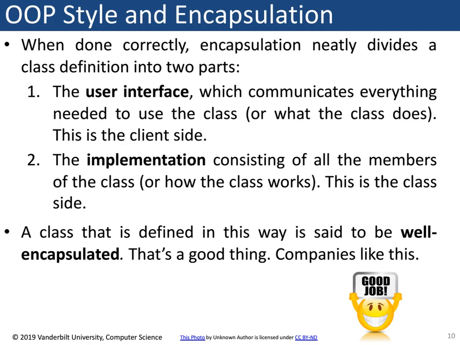So if you've encapsulated your programs correctly, then the user interface is going to communicate everything needed to be able to use the class in a client program, while the implementation is going to hide all the messiness and details of how it works and allow you to update this class in the future without having to change all the individual client programs that may make use of the class. Well-encapsulated code typically is better code, and that's what a company is going to want. That's what's going to be expected in a professional engineering environment.